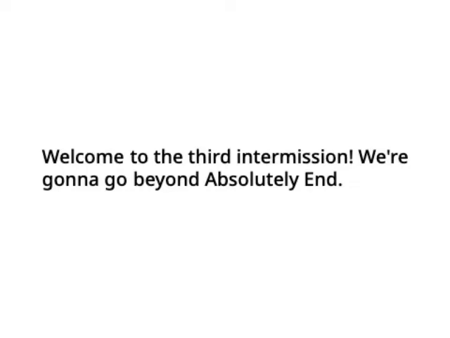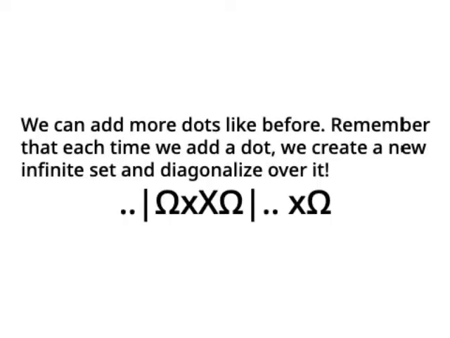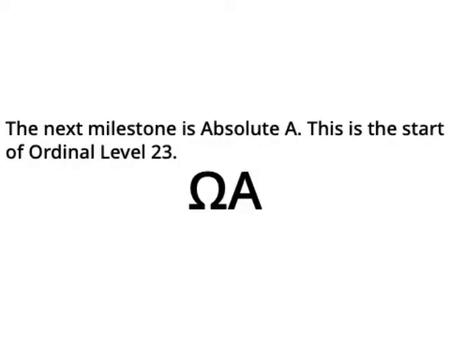Welcome to the third intermission. We are going to go beyond absolute end. We can add more dots like before. Remember that each time we add a dot, we create a new infinite set and diagonalize over it. The next milestone is absolute A. This is the start of ordinal level 23.